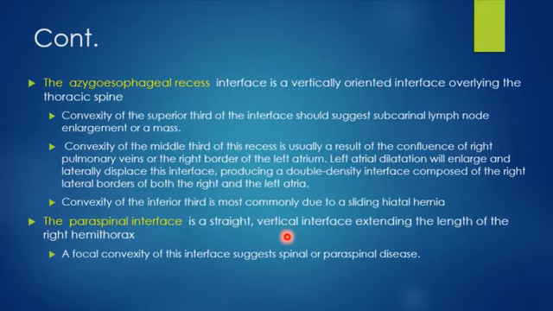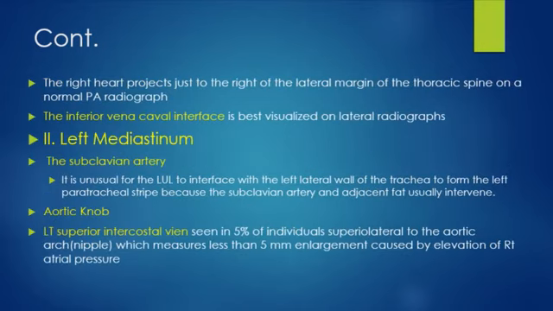The paraspinal interface is a straight vertical interface extending the length of the right hemithorax. A focal convexity of this interface suggests spinal or paraspinal disease. The right heart projects just to the right of the lateral margin of the thoracic spine on a normal posterior anterior radiograph. The inferior vena cava interface is best visualized on the lateral radiograph. Passing to the left mediastinum, the subclavian artery. It's unusual for the left upper lobe to interface with the left lateral wall of the trachea to form the left paratracheal strip, because the subclavian artery and adjacent fat usually intervenes.